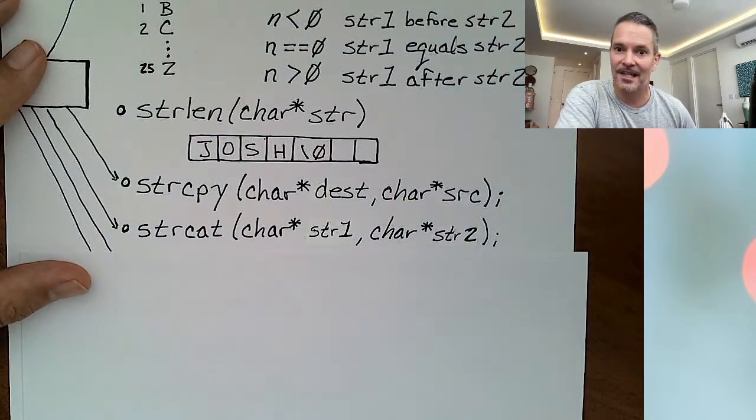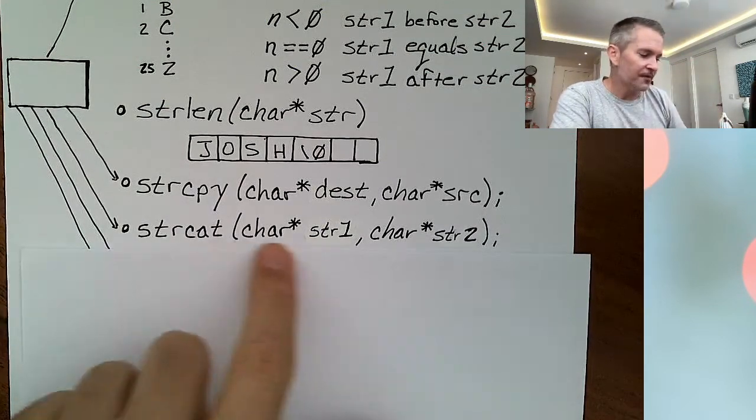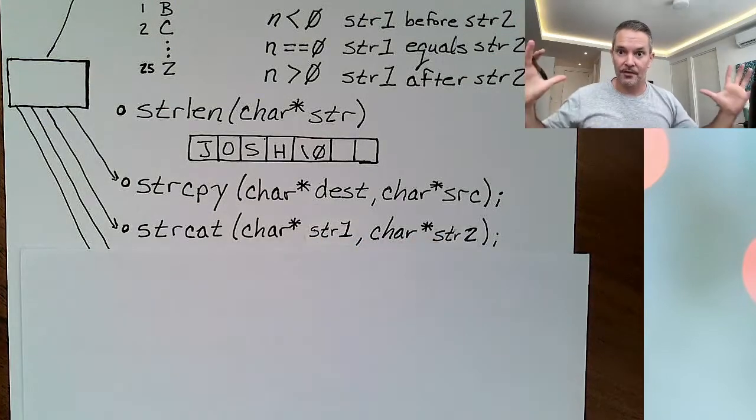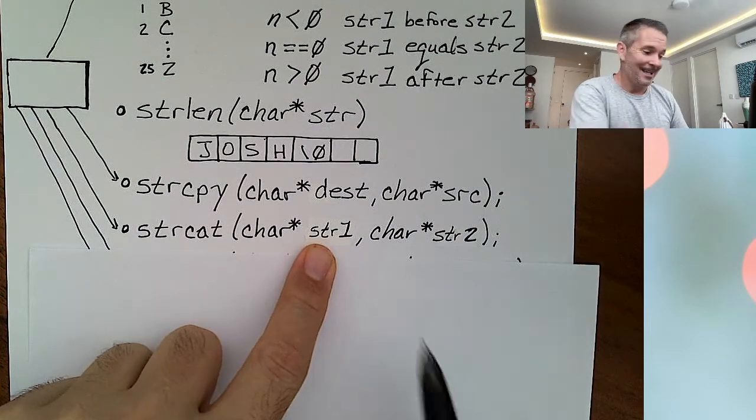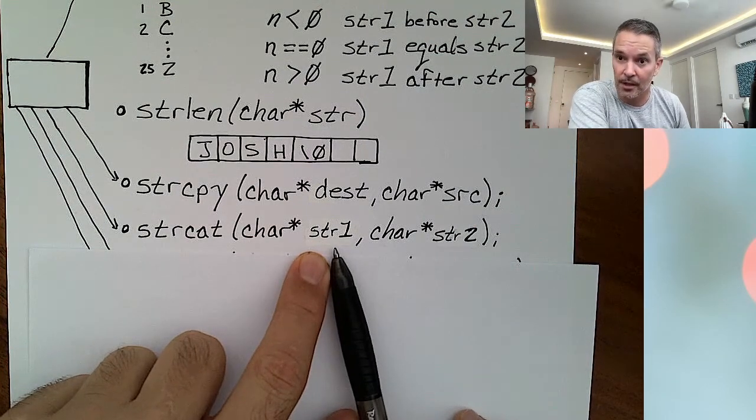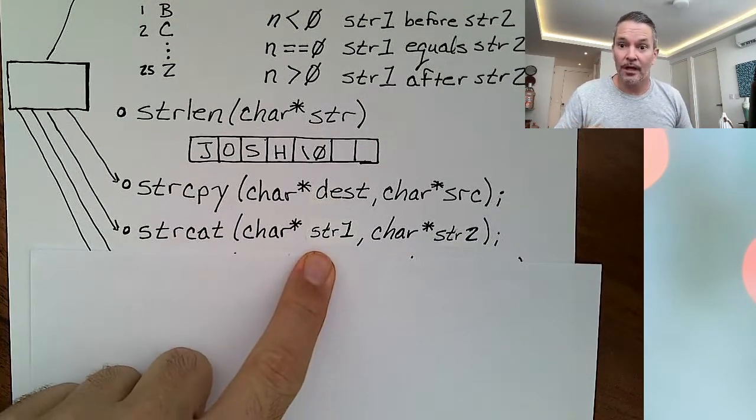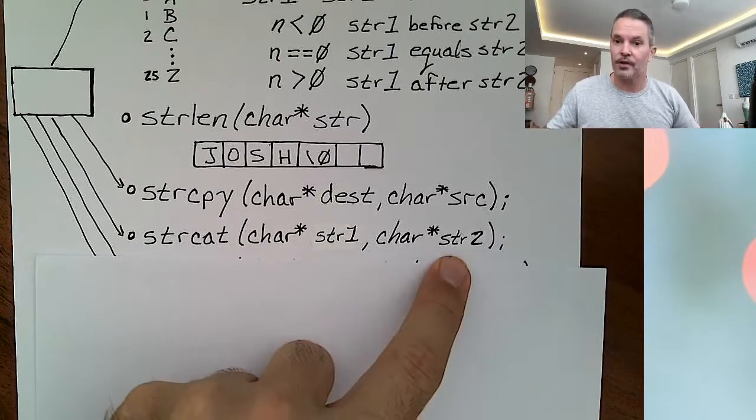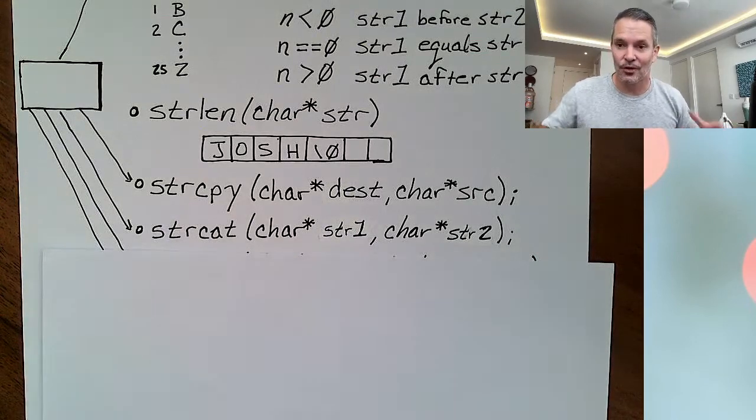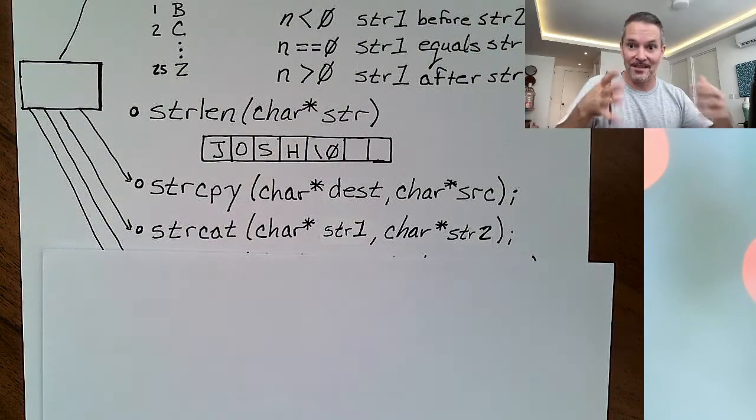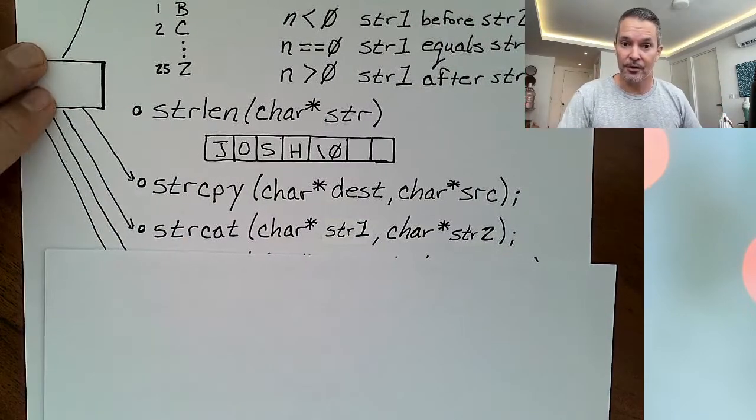String cat. This stands for string concatenate, or put 2 strings together. In this function, string 1 and string 2 will be smushed together into one string. And the way the function returns that string to you is it actually alters string 1 to contain string 2 at the end. That means the character array in which string 1 is stored needs to be large enough to hold its own string, plus string 2, and the final null terminating character.